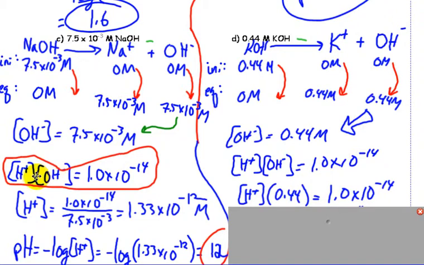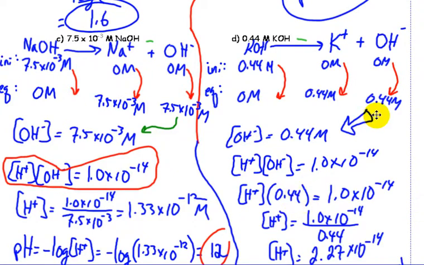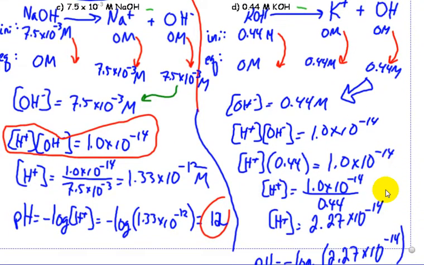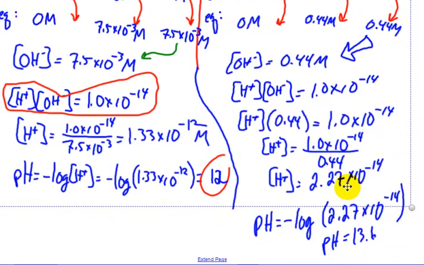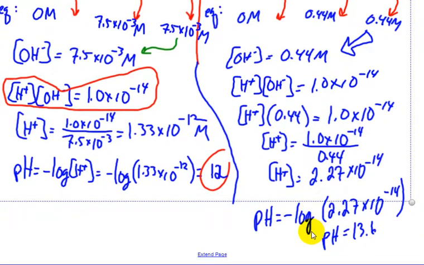I chose to use this equation here. H times OH gives 1.0 times 10 to the minus 14. So dividing by that, I get the hydrogen ion concentration to be 2.27 times 10 to the minus 14. Then when I'm taking the negative log of that, I got 13.6.